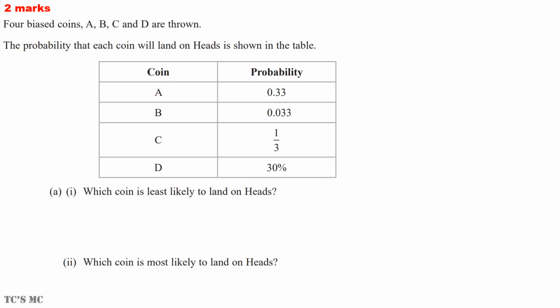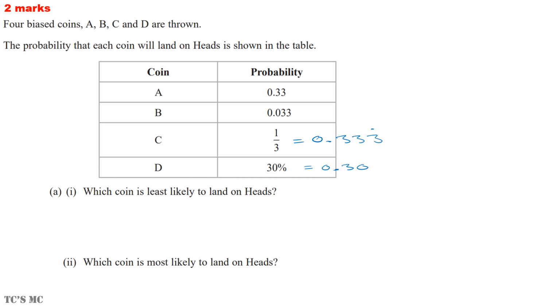4 biased coins, A, B, C, and D are thrown. The probability that each coin will land on heads is shown in the table. So A is 0.33, B is 0.033, C is a third, which I will write as 0.333 recurring, and D is 30%, which I will write as 0.30.